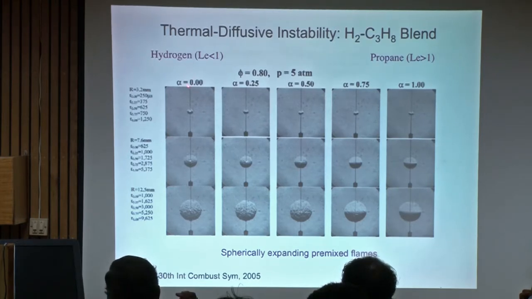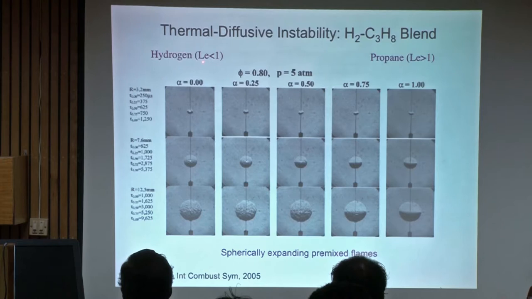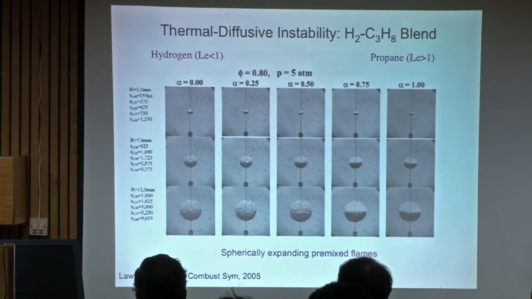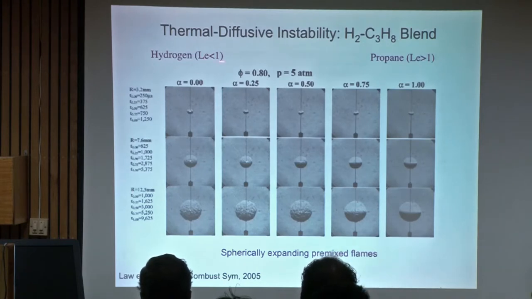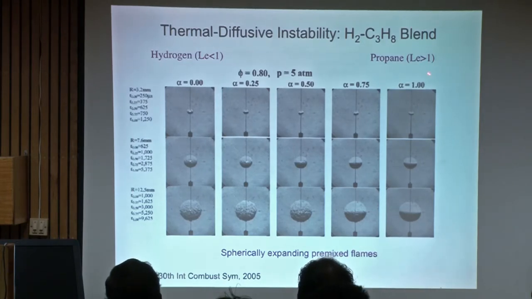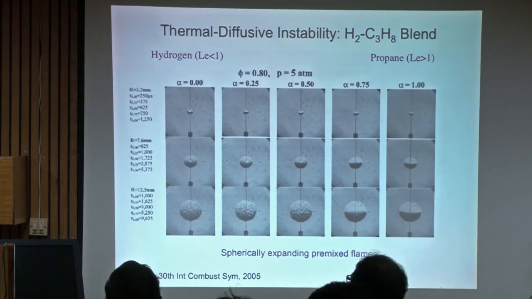So the mixture conditions are, for hydrogen the Lewis number is less than 1. The equivalence ratio is 0.8, so lean flames. For lean flames, hydrogen Lewis number is less than 1. For propane it is greater than 1.